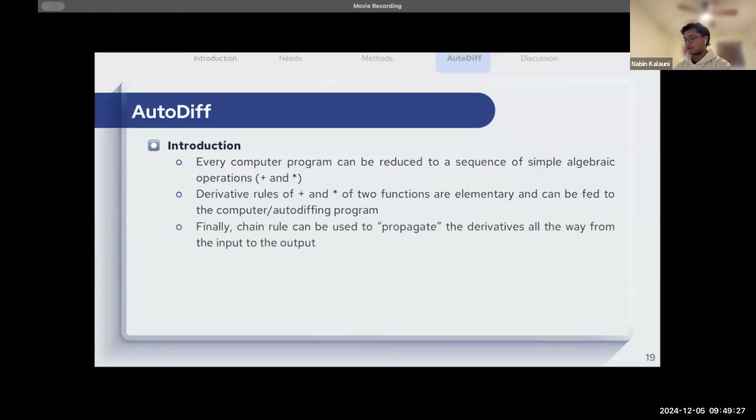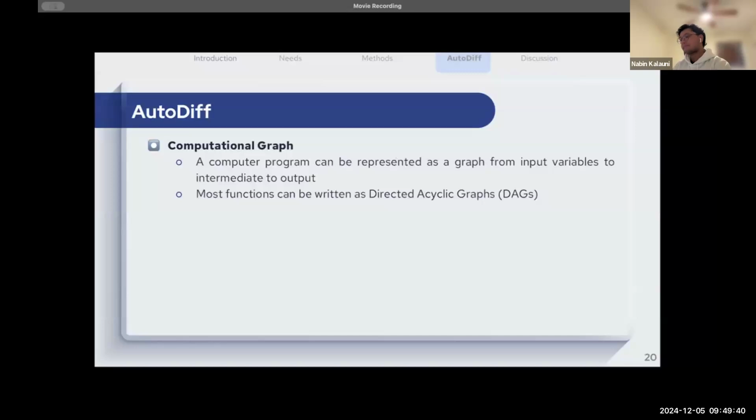So the idea is that you just keep doing the chain rule and keep propagating the derivatives all the way from the input to the output, right? That's the core idea behind automatic differentiation. One representation we use is to take your computer program and represent it as a graph. Any computable function can be written as a directed acyclic graph.